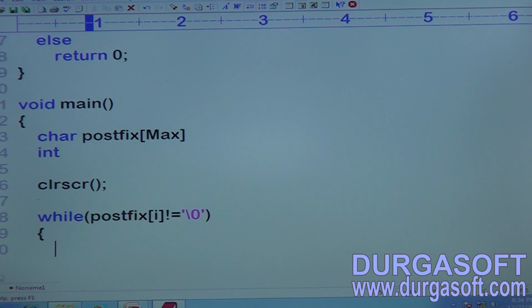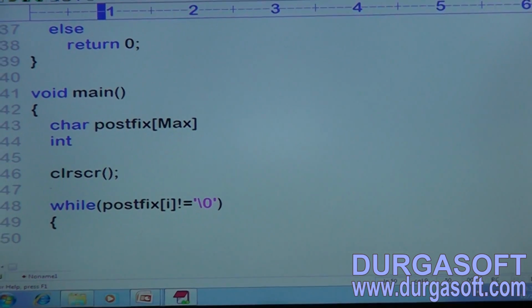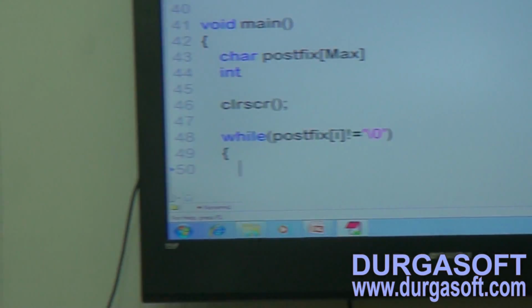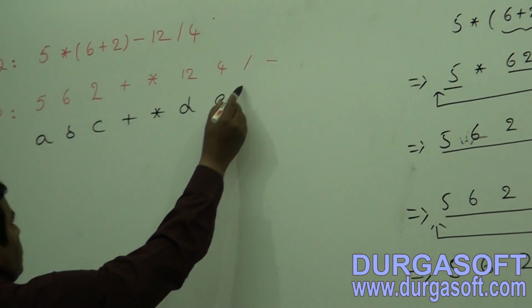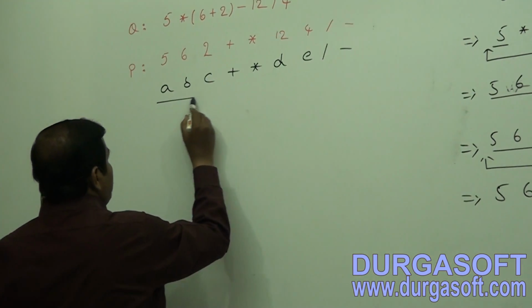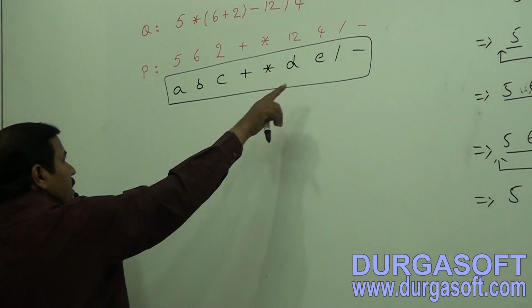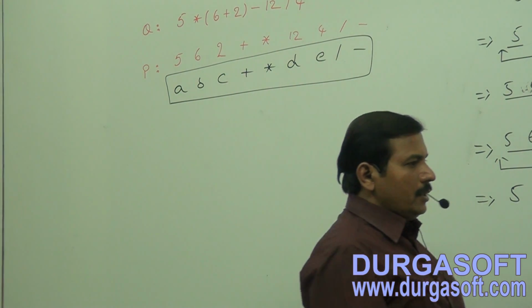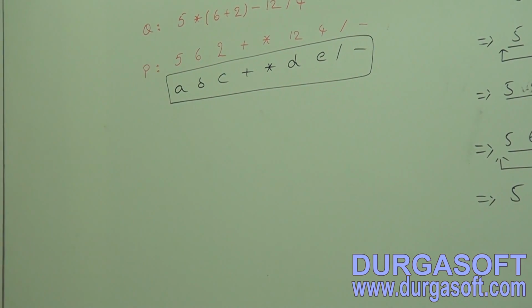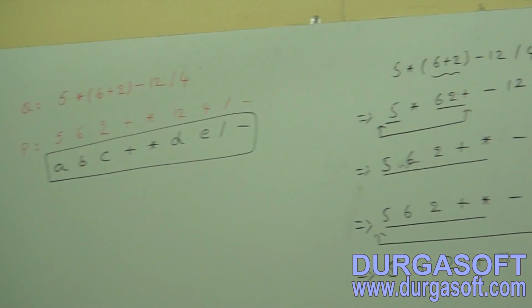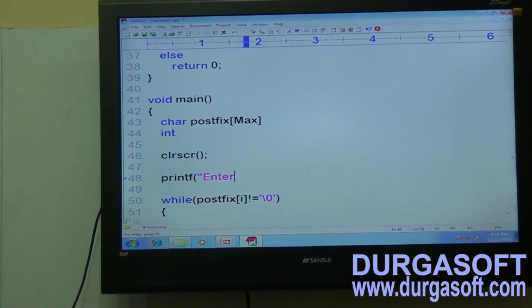Let us watch. Here what is my postfix expression is A, B, C plus star D, E slash minus. This is my postfix expression. So this is the expression we should input and read it into postfix expression. First read that expression. Wait for a moment.